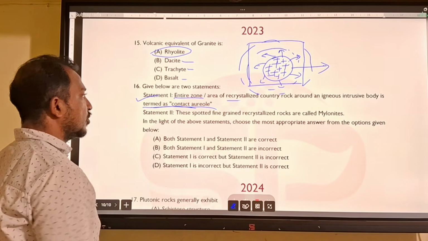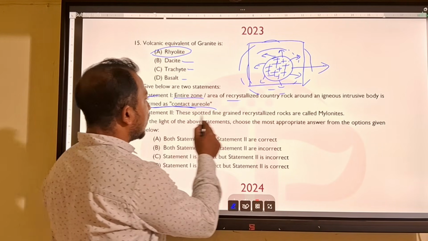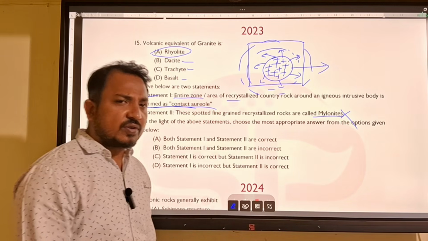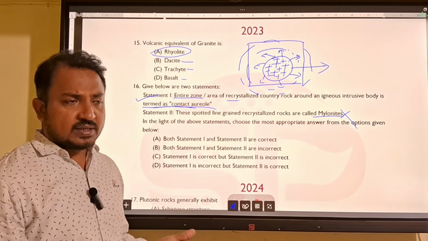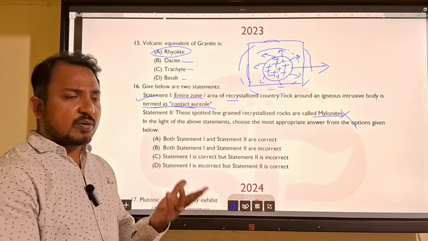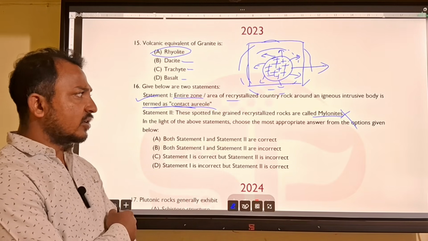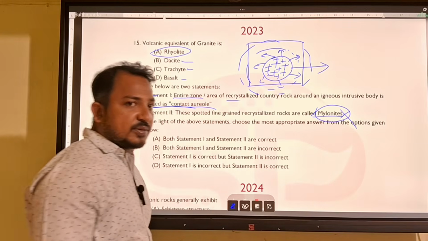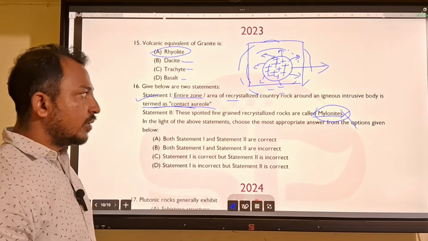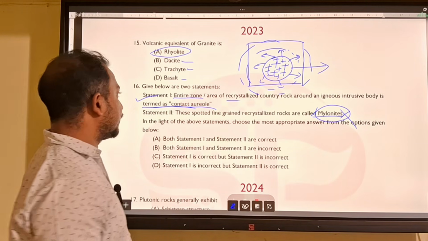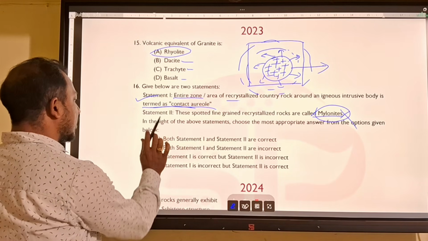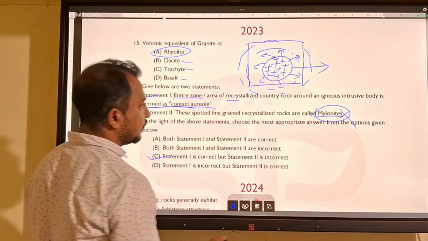So this is true. But these spotted, fine-grained recrystallized rocks are called mylonites. So it is incorrect. We can call them hornfels, or the characteristic structure is hornfels structure or granular structure. But mylonite belongs to fault zone metamorphism, produced under ductile conditions. So statement 1 is correct, but statement 2 is incorrect. So the answer will be C.